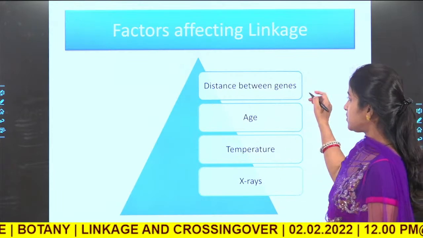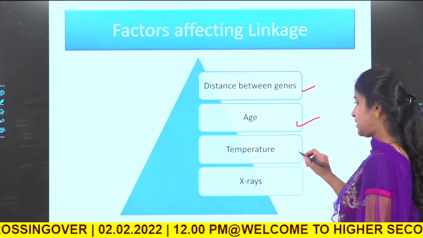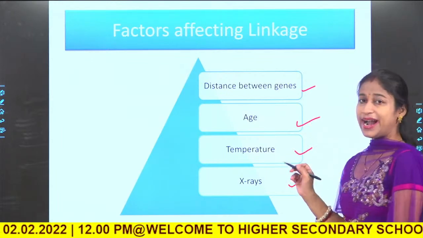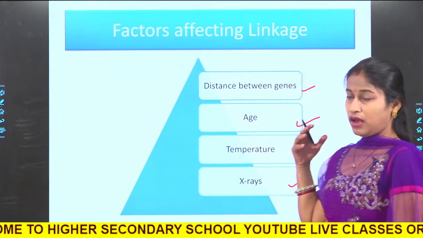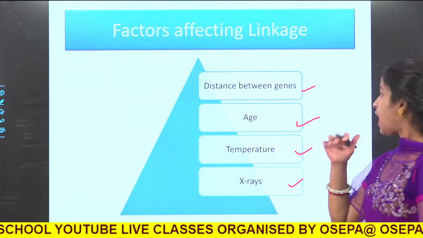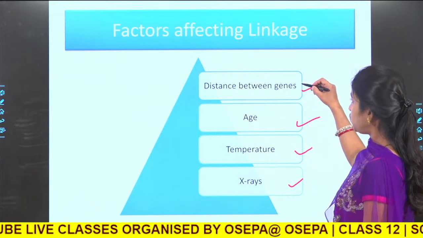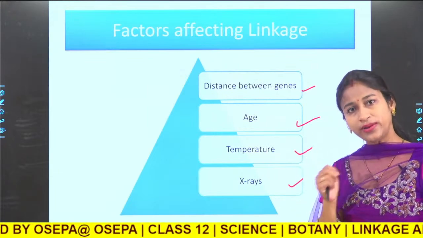Now, the factors, obviously the distance between genes, age, temperature, X-ray, etc. are the factors that actually influence or affect the linkage. Now, how? If the distance between two genes increases, it decreases the strength of linkage.